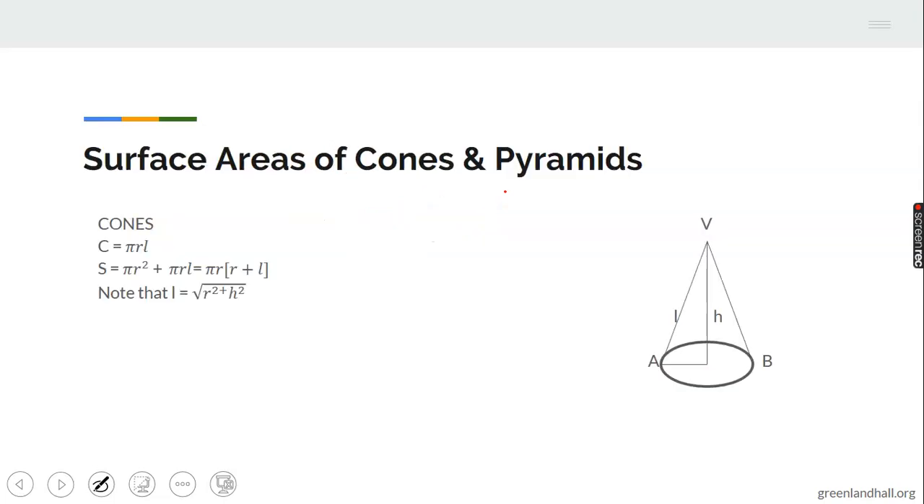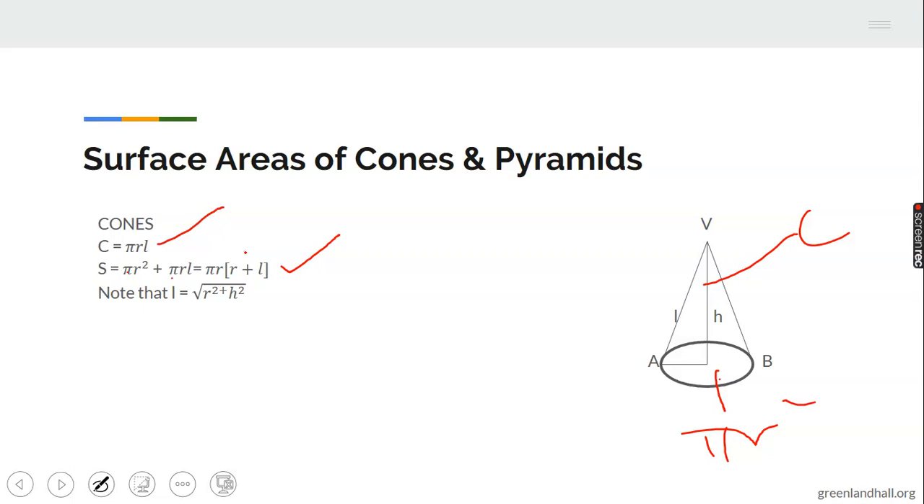So I move on to total surface area of cones and pyramids. This is the curved surface, and the curved surface here is given as pi r L. We know that this is a circle, which is pi r squared. So the total surface area will be the area of the circle plus the curved surface, which will be pi r squared plus pi r L. Factorizing, we have this.